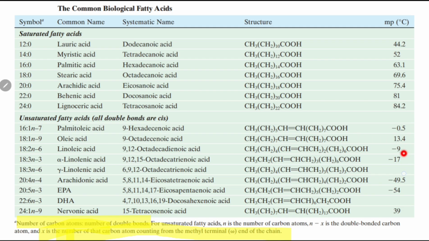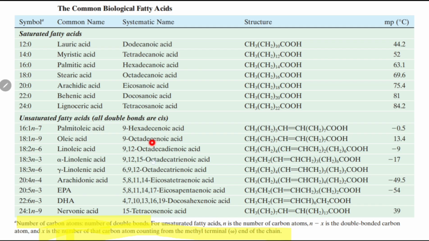But linoleic acid, add one more double bond, and suddenly, despite having the same number of carbon atoms, 18, right? Oleic acid has a melting point of 13.4, and linoleic acid has a melting point of minus 9. And linolenic acid, add one more double bond, and despite having the same number of carbon atoms, has a melting point of minus 17. And you can see arachidonic acid has a melting point of minus 49. Icosapentaenoic acid has a melting point of minus 54. And nervonic acid, you can see.